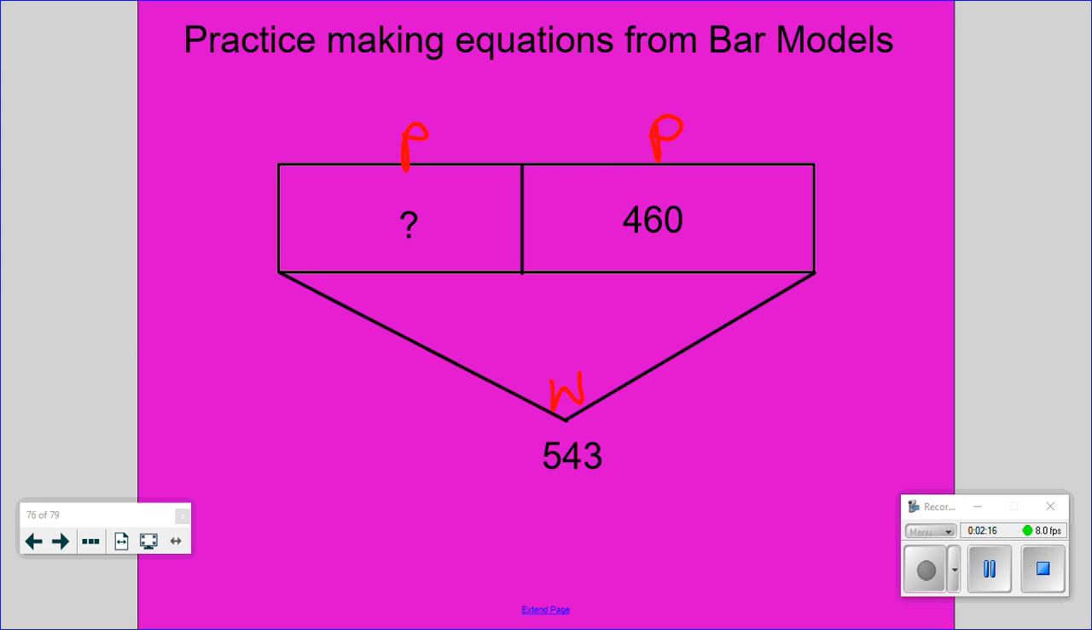460, my part, plus question mark, my other part, equals 543, which is my whole. Part plus part equals whole. Go ahead and write that equation down, please.